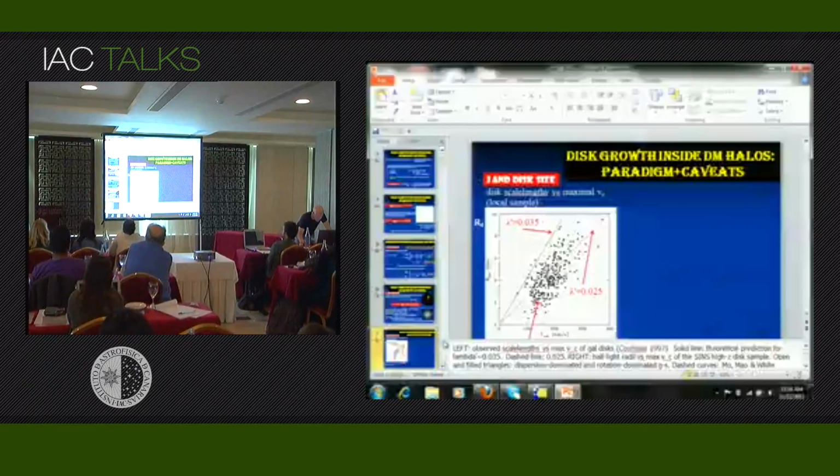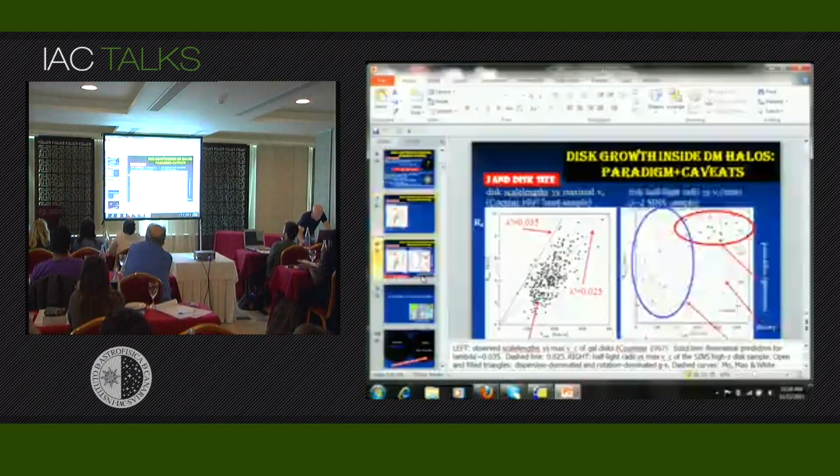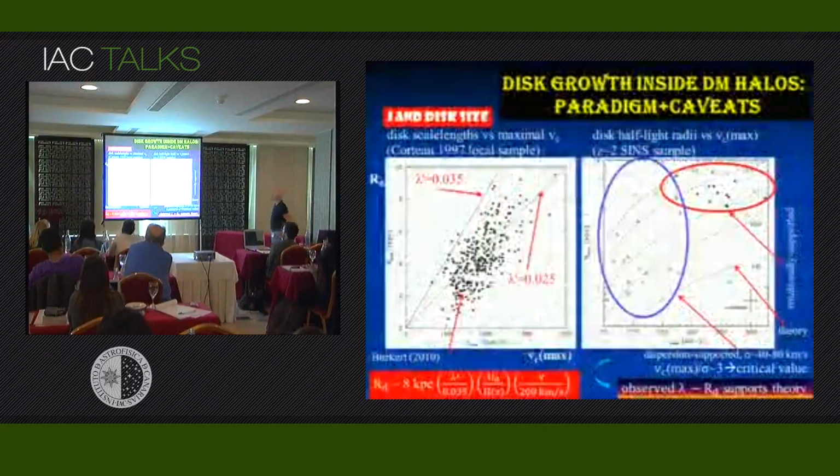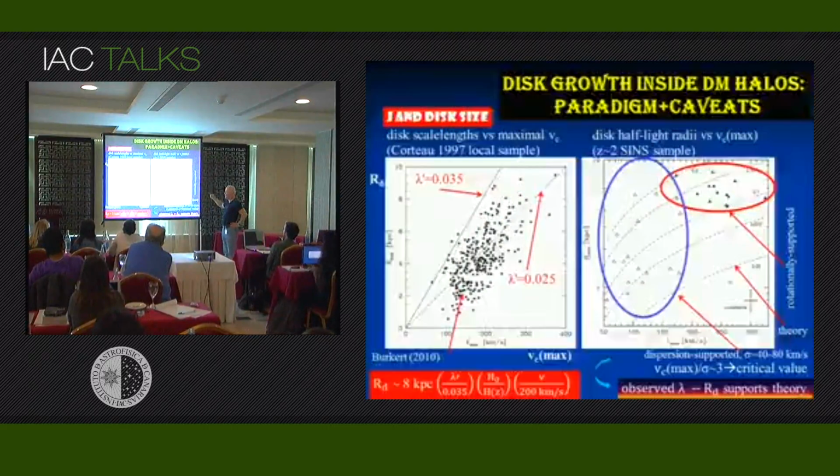Can we see the plot that you showed in the beginning again, with radius against angular momentum? Radius against angular momentum. A bit down, I guess. Radius against angular momentum. Yeah.